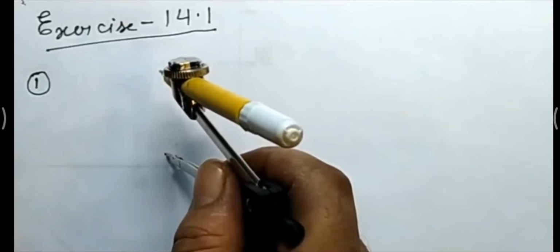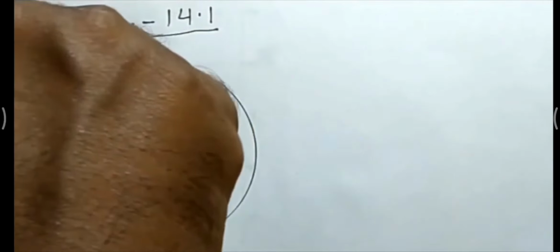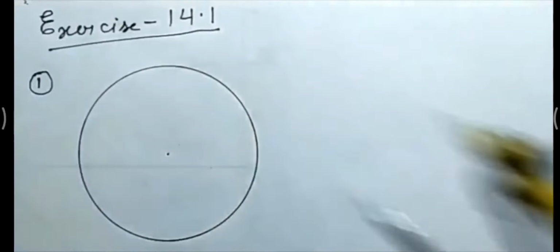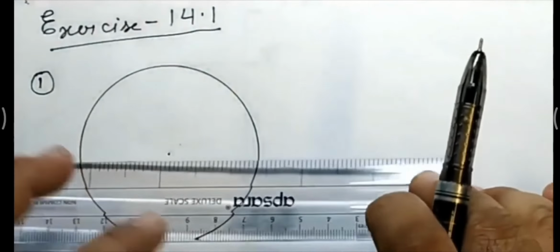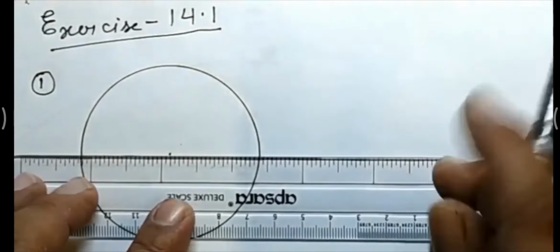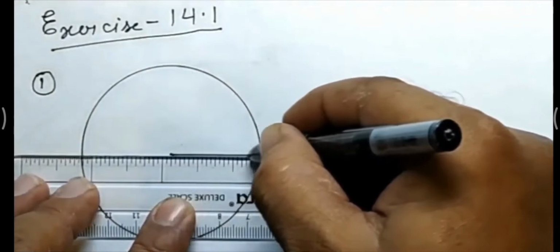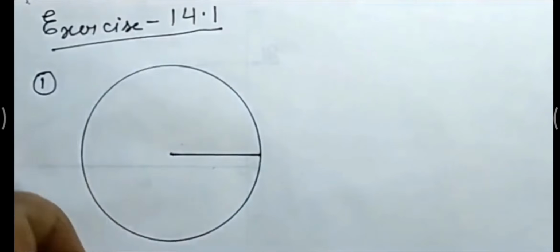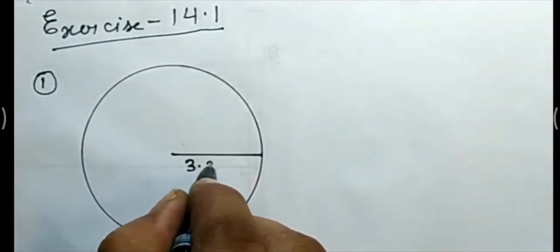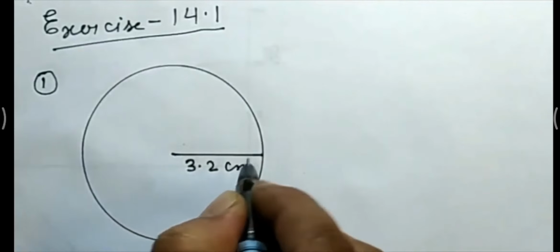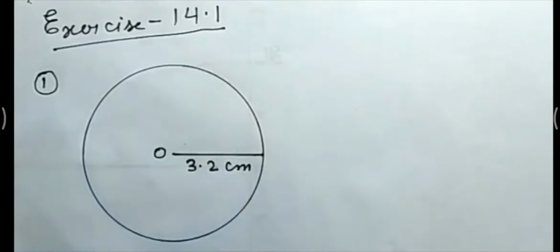put the needle of the compass on the center, and after taking 3.2 centimeter radius, you are required to draw the circle. This is 3.2 centimeter. Now you are required to draw a radius from the center to a point on the circle. This line is called the radius. Now you will write the length of the line. This will be 3.2 centimeter, and you will name the center O.